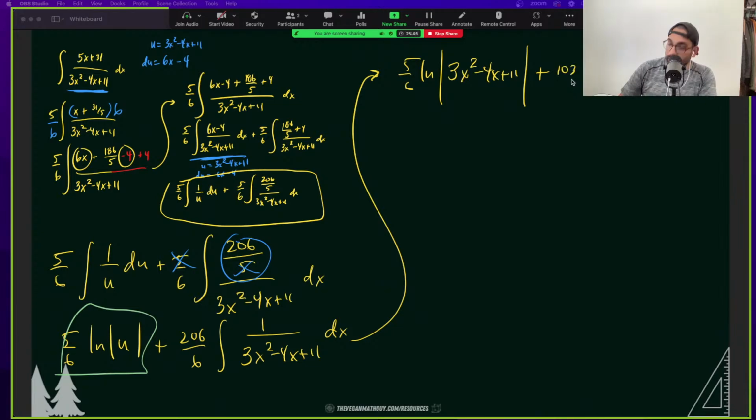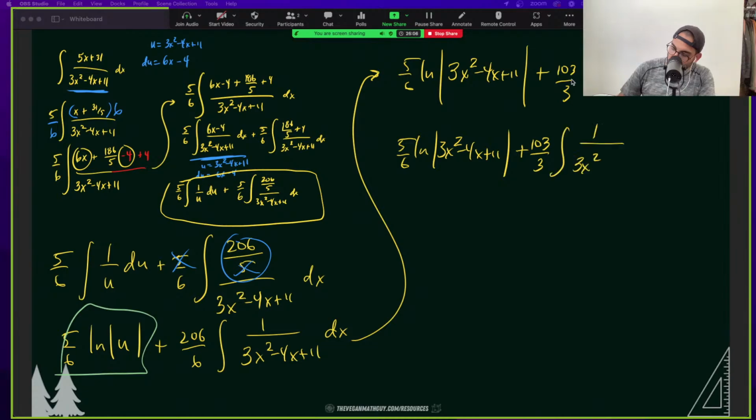Oh, I noticed that I'm not going to have space for that. Okay, let me just rewrite this. 5/6 natural log of 3x squared minus 4x plus 11. My work was going to be covered by my face, and I'm sorry about that. I think that's going to be better. So minus 4x plus 11 dx.